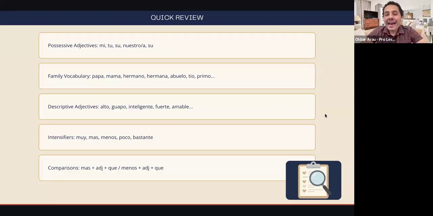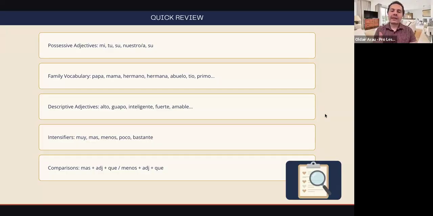Then we looked at descriptive adjectives, words that describe people, places, or things. Alto, guapo, inteligente, fuerte, amable, and more. Intensifiers, words that enlarge the adjective. It's taller, it's smarter, muy alto, muy fuerte. All right, we also decrease the adjective, take away power from it. It's less strong, menos fuerte.